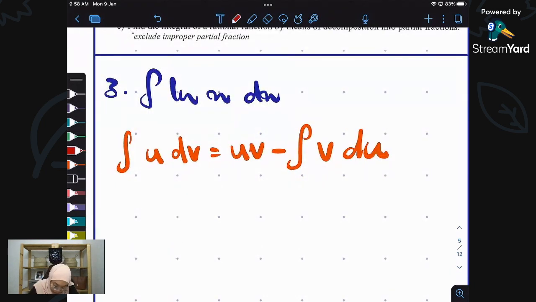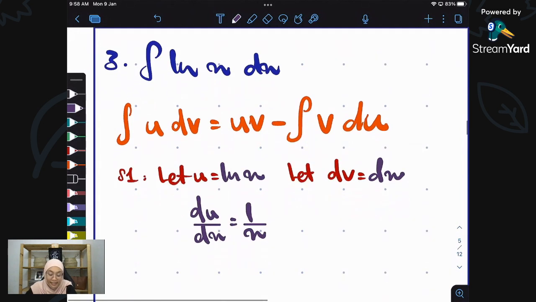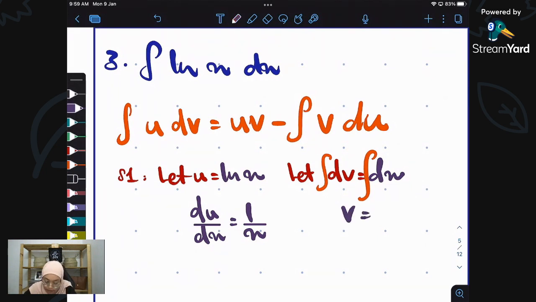Let me show you. First step is let u be ln x, and also let dv be dx. That is our goal. Next step is we differentiate u with respect to x. We will get 1 over x. Just leave it there. Then this dv, we will integrate both sides. Let me show you the magic. We will integrate both sides. It will become just v, and here, just x. No need to put plus c yet. Not yet.